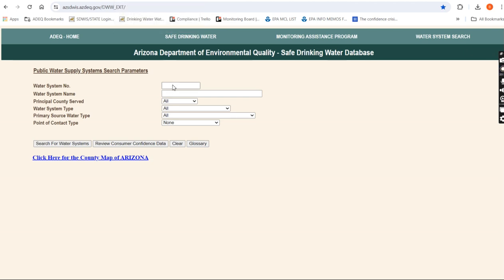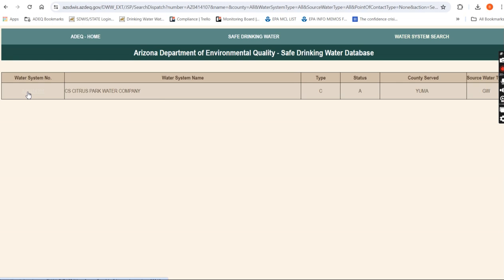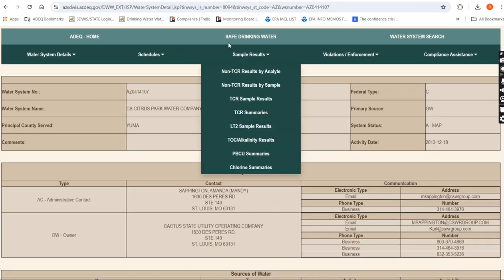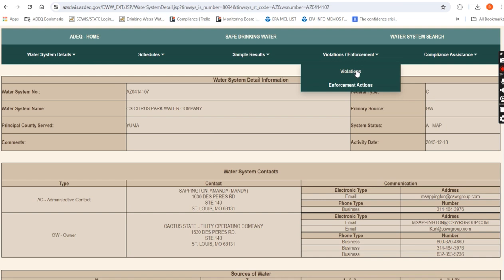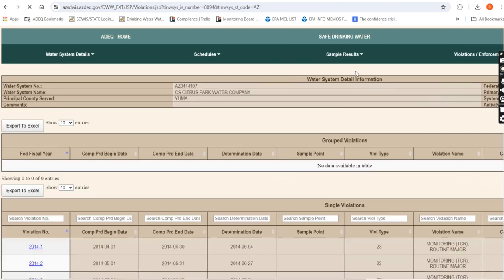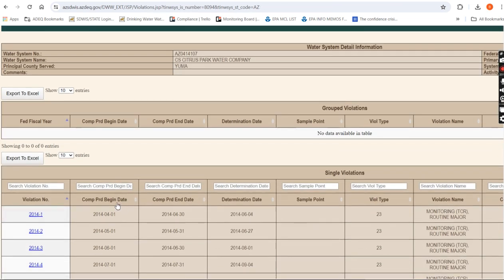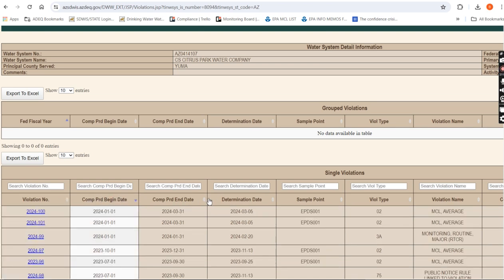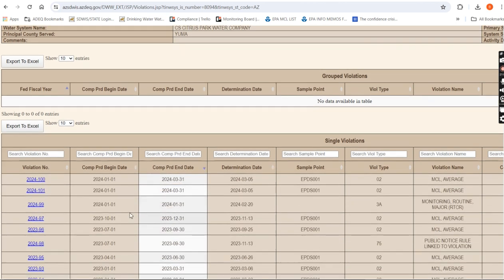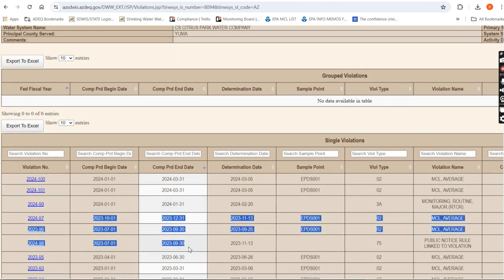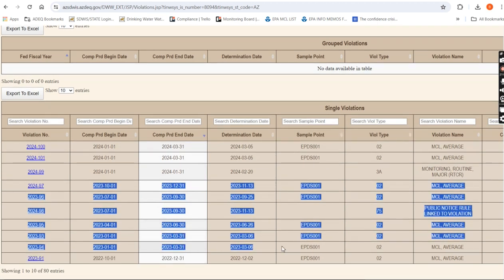Another way you can look at your violations and detections is just on the basic Drinking Water Watch database. You can type in your water system number. Again, I will just use one from my recents. And if you go over to violations/enforcement, you can click on violations and make sure you're toggling over the compliance period begin date and end date to be the most recent first. So you can see only what occurred in the year that you were looking for the CCR.